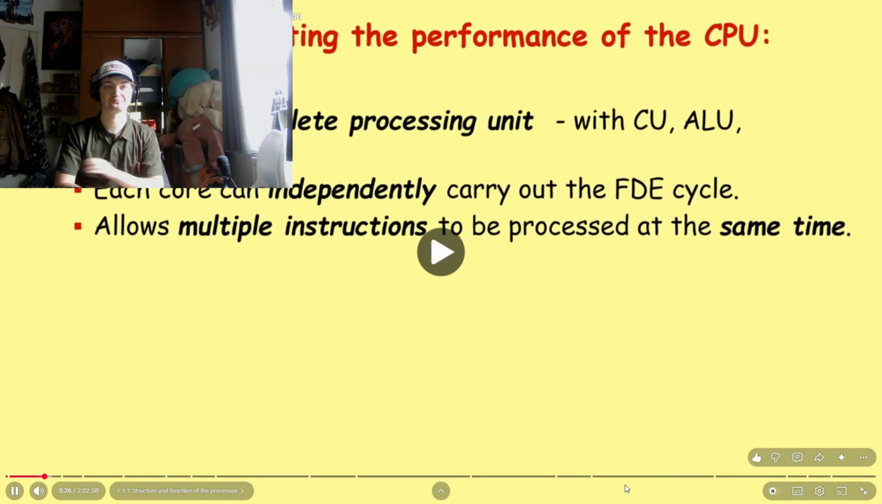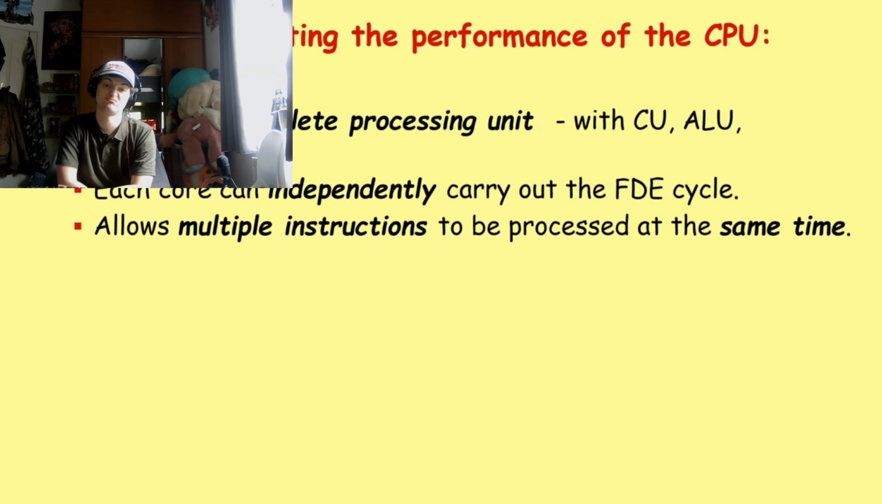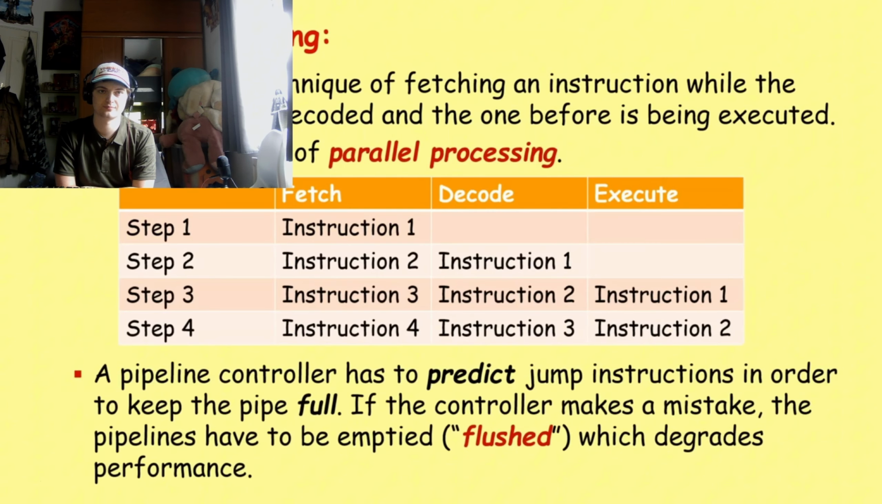But yeah, no. Registers, etc. Each core can independently carry out the fetch, decode, execute cycle. This allows multiple instructions to be processed at the same time. The use of pipelining. Pipelining is a technique for fetching an instruction while the prior one is being decoded and the one before it is being executed. It is a simple form of parallel processing.